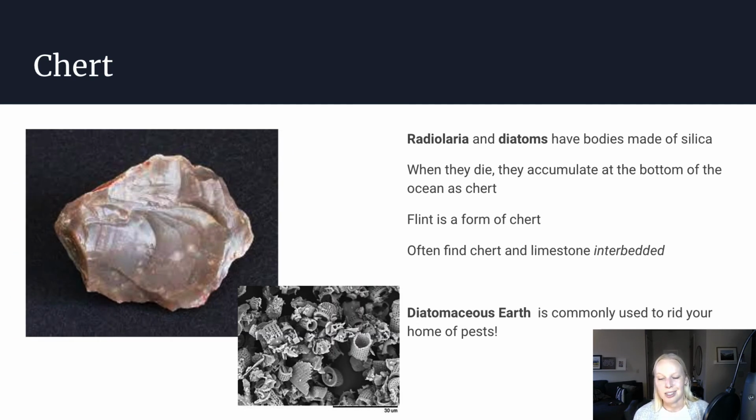Just as sort of an aside, you or maybe your parents or someone you know might have used what we call diatomaceous earth as a way to get rid of pests in your house. Diatomaceous earth is made out of diatoms, so it's made out of these little silica skeletons, and what it does is it dehydrates pests in your house and they die. So that is your cool fun fact that you can take into your everyday life.